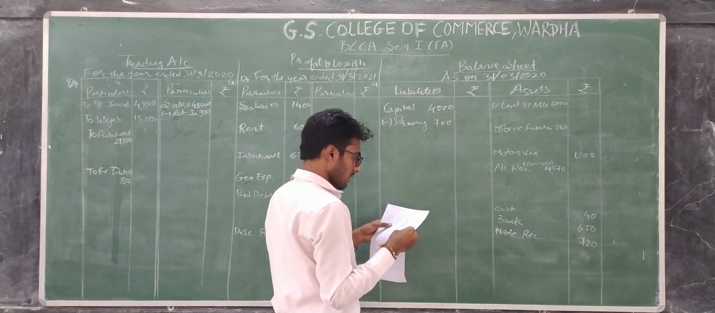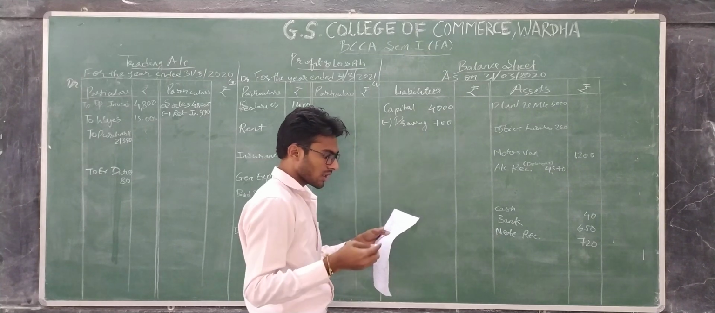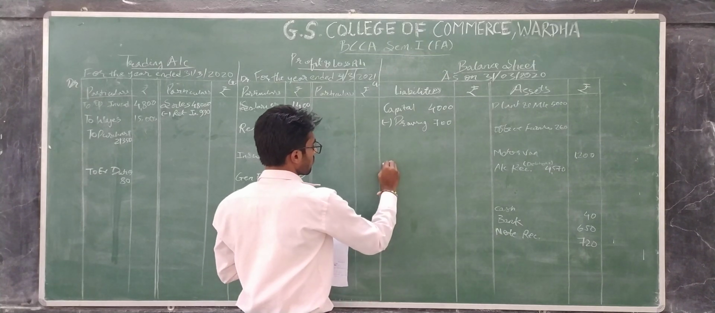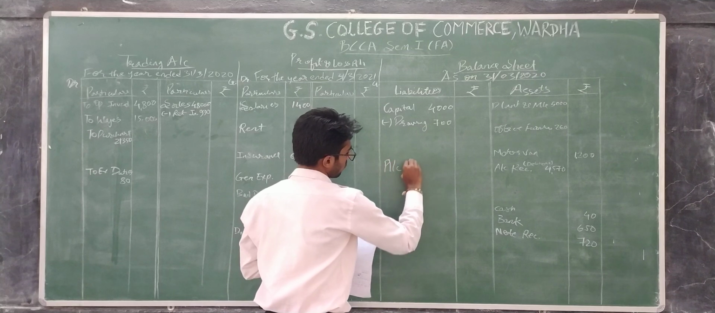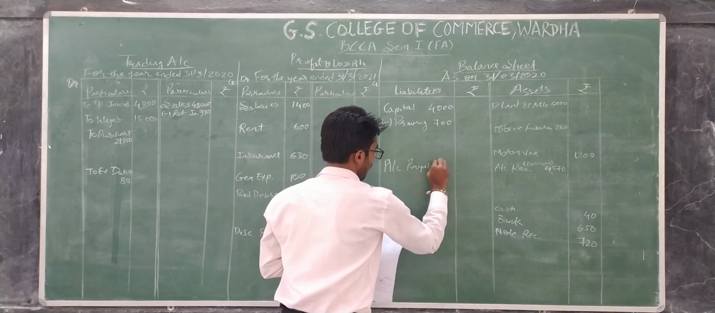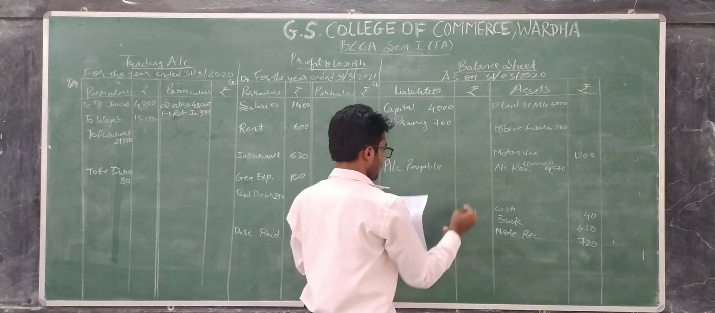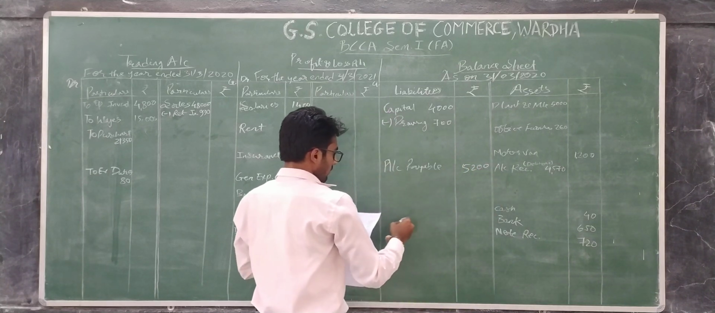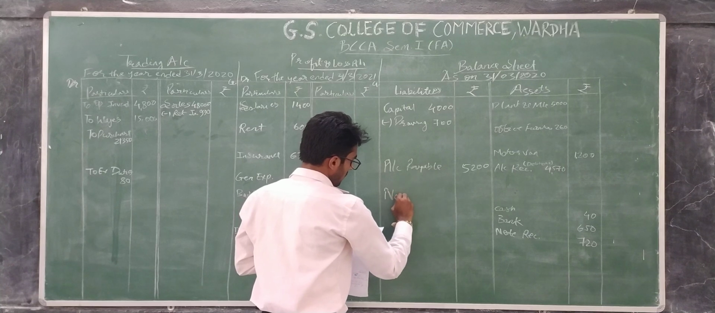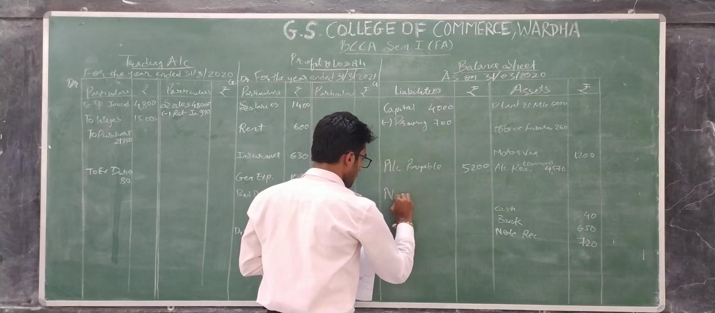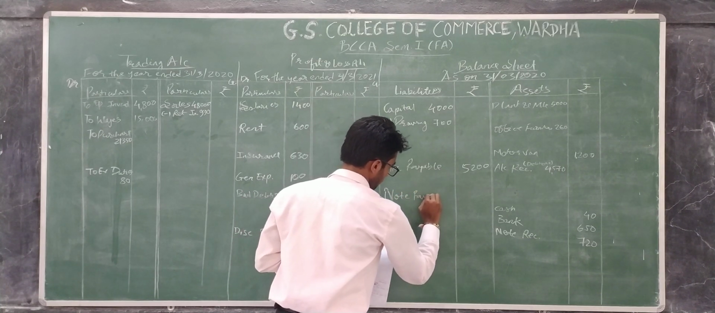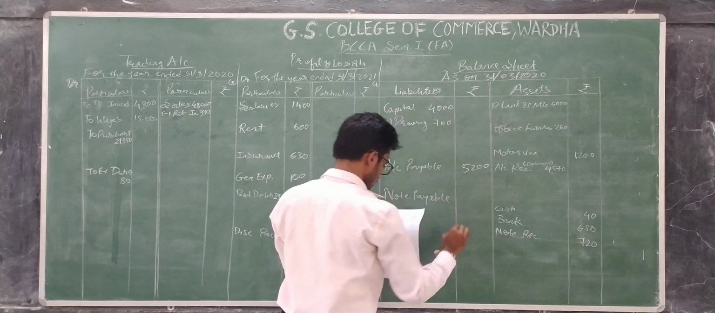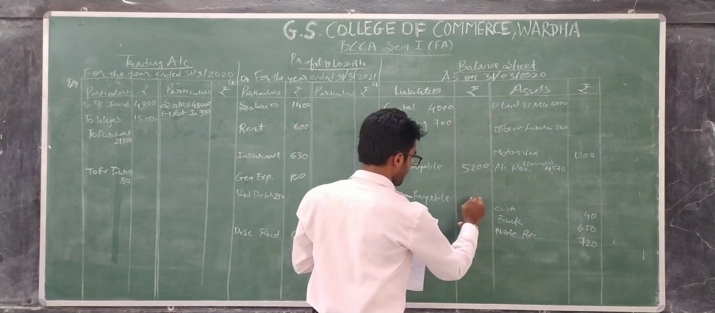Then after equity we have account payable. Account payable 5,200. Then we have note payable. Note payable means my bills payable. Note payable is rupees 560.